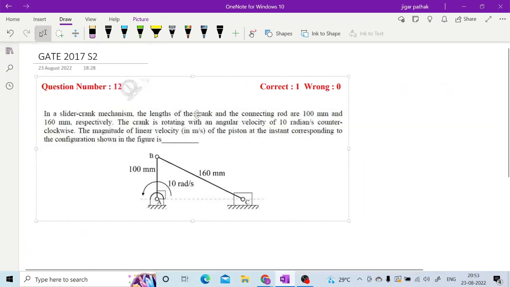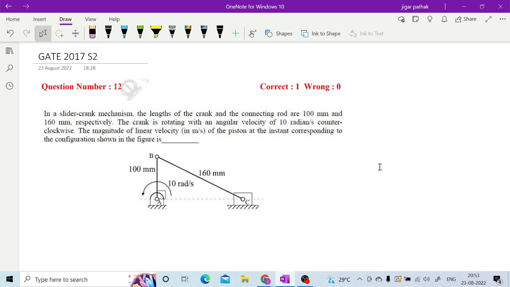Here in a slider crank mechanism, the length of the crank and the connecting rod are 100 mm and 160 mm respectively. The crank is rotating with an angular velocity of 10 radians per second counterclockwise. The magnitude of linear velocity of the piston at the instant corresponding to the configuration given in the figure is, you have to calculate magnitude of linear velocity of piston, right? So VC you have to calculate.